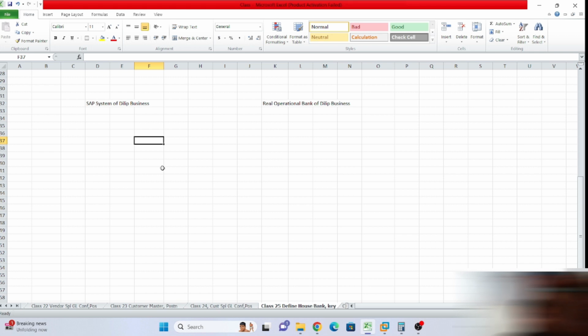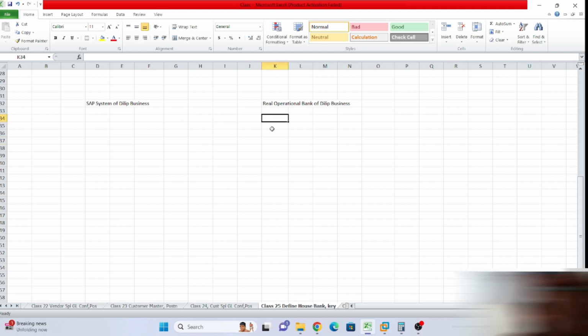Now the daily business has started using the SAP system, correct? They want to make payment to the vendor through bank. Very little cash is used; mostly a bank account will be used in real time. So they will make payment from the bank.